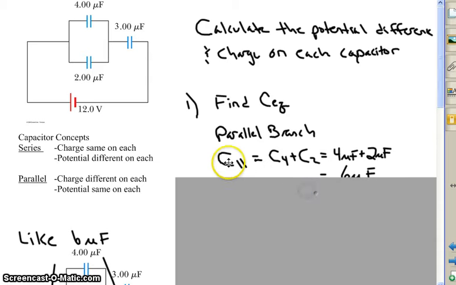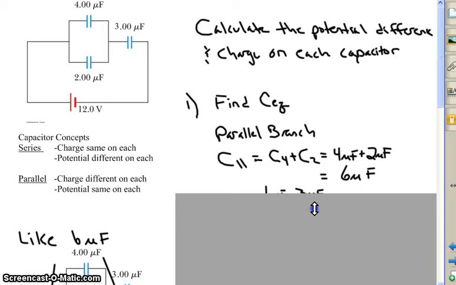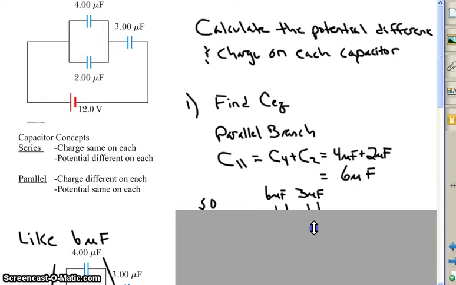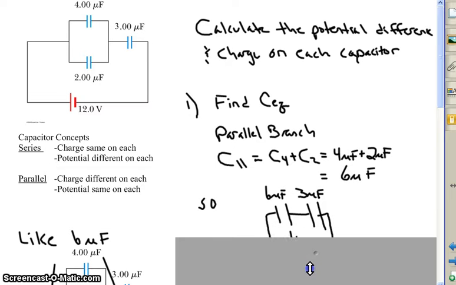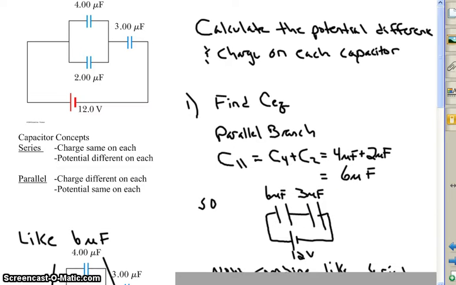We can see we've got in parallel the 4 microfarad and the 2 microfarad capacitor, and remember that formula is just the sum of the two together. So we've got a total equivalency for the parallel branch of 6 microfarads. And what that allows us to do is redraw the circuit, so that we have a 6 microfarad equivalent in series with the 3 microfarad.